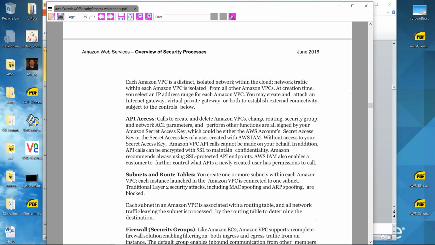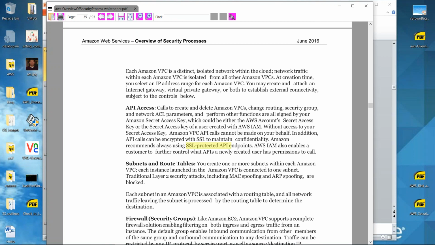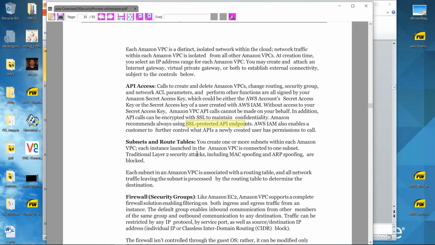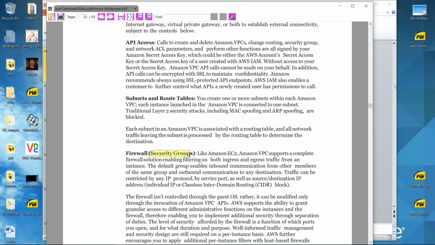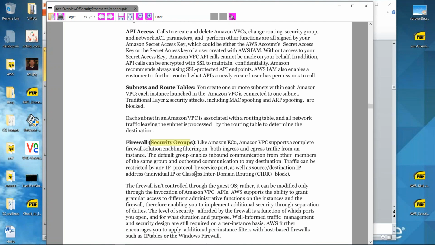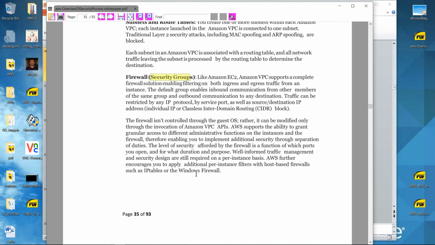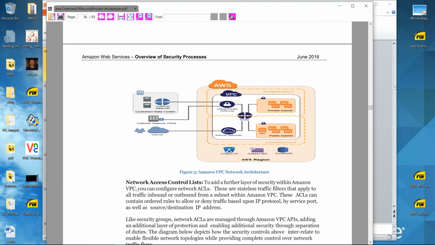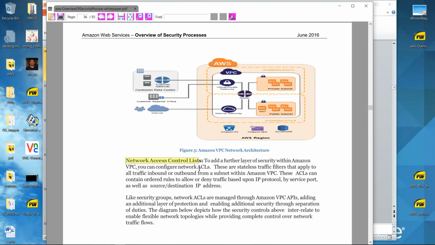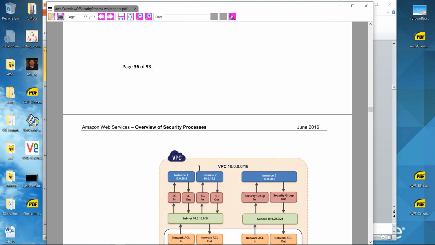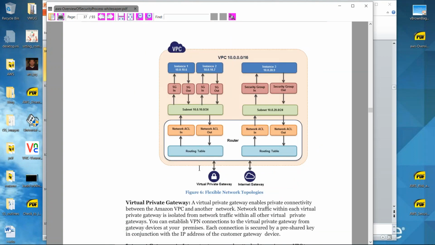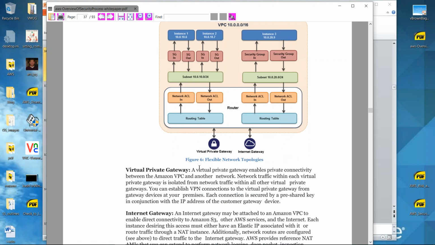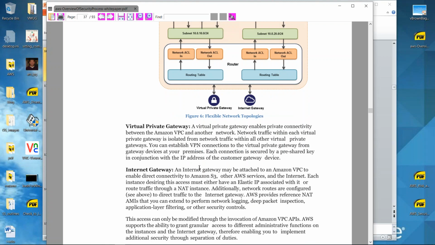This is the API access to the VPC. You have to SSL protect the API endpoints. You have this subnet routing table. We will talk about it in more detail, but this is also an important way for VPC to provide security. Briefly, the security group is to secure your instance, whereas the network access control list is to secure the subnet. Later on we have a slide to point out the differentiation between these two so that we'll be able to better understand how they work together to provide security at the VPC level.